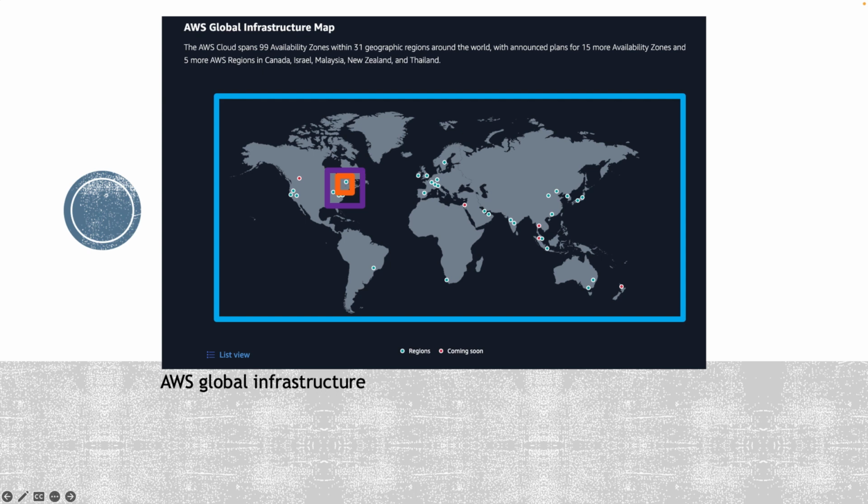So a globally resilient service is a service that operates globally with a single database, and that data is then replicated across AWS regions. So a region can fail, but the service will continue to run, and IAM and Route 53 are examples of global resilient services in AWS.